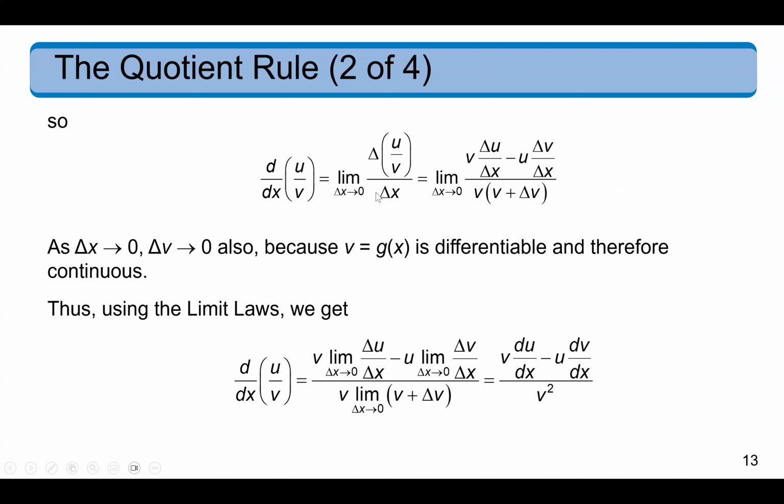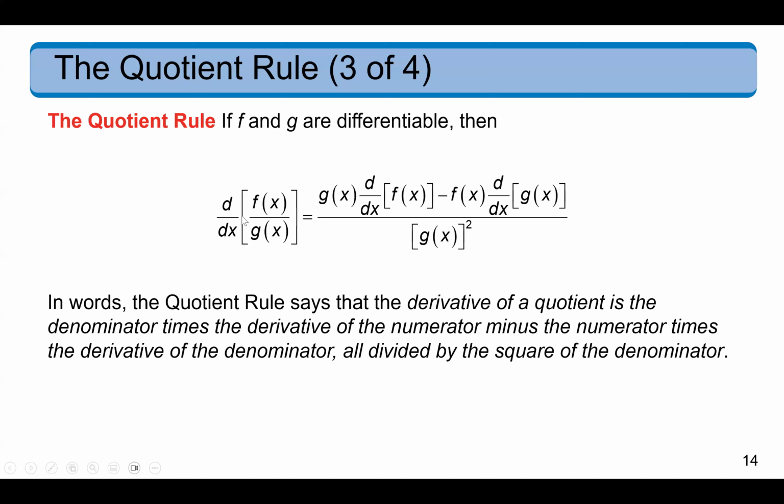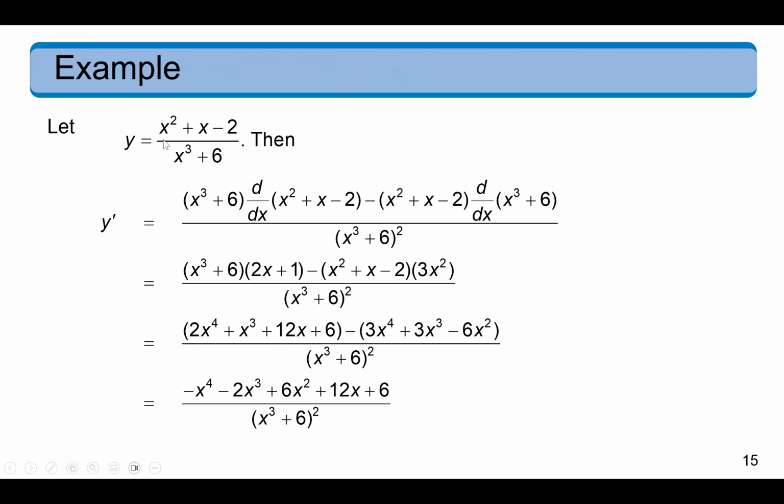Now, we can also take the limit, and this is what we get. And this will prove the formula for us. So in general, this will be the formula for the quotient rule. The derivative of f at x divided by g at x will be the derivative of f at x times g at x, minus the derivative of g at x times f at x, all divided by g at x squared.